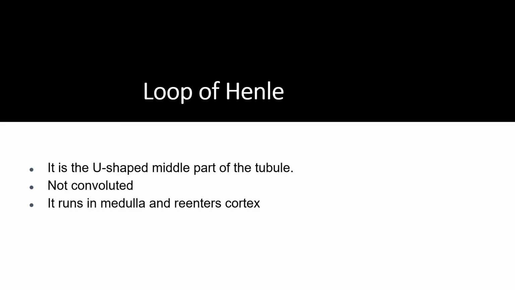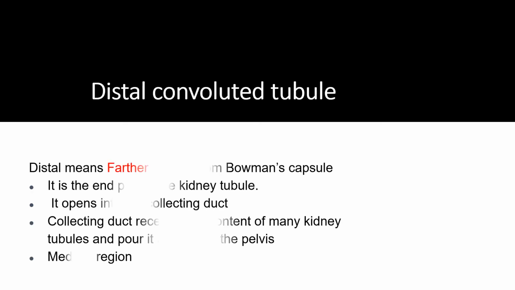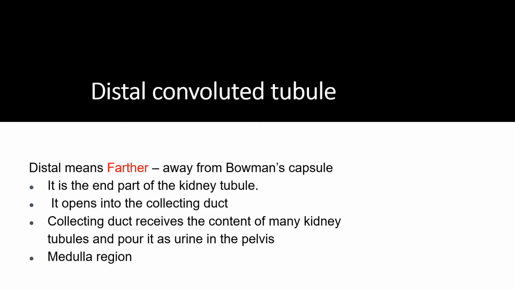And next comes the loop of Henle. It is the U-shaped middle part of the tubule. In the image you have already seen that it is not convoluted. This loop of Henle runs in the medulla, and again it re-enters the cortex region. When it enters the cortex region again, it extends as the distal convoluted tubule. Distal means further, so it is away from Bowman's capsule.